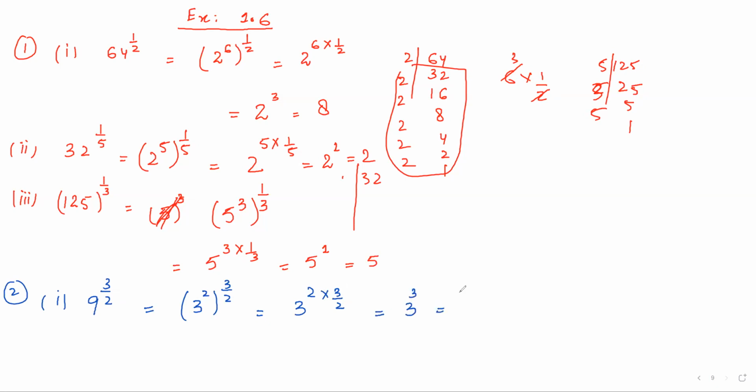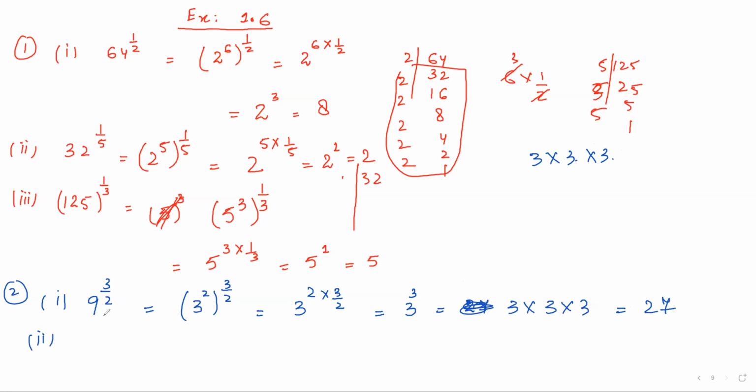And what is the answer? 3 to the power 3. How much is 3 to the power 3? 3 into 3 is 9, and 9 into 3 is 27. So basically, this is 3 into 3 into 3. So the answer is 27.